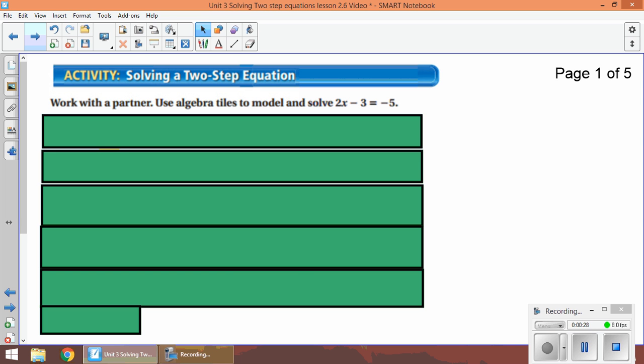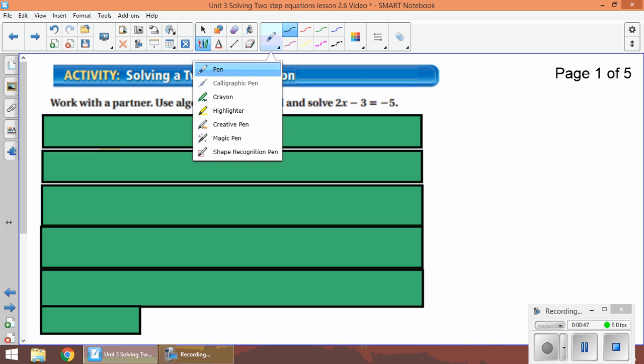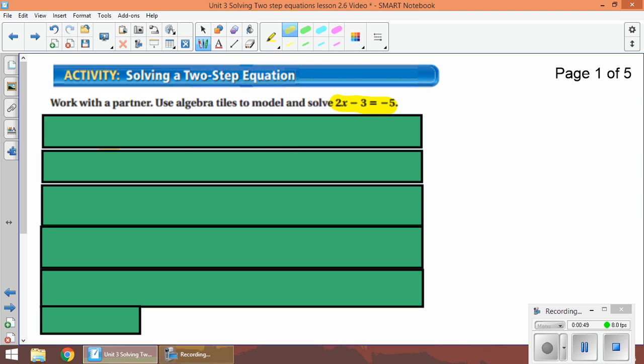For this example, what I'd like you to do is, anything that's positive, use a plus sign. Anything that's negative, use a negative sign. And anything that's a variable, just use the letter X or any letter of your choice. So we have this example up here: 2x minus 3 equals negative 5.